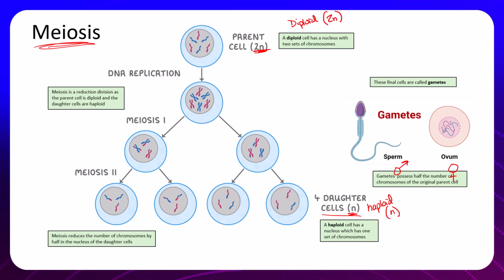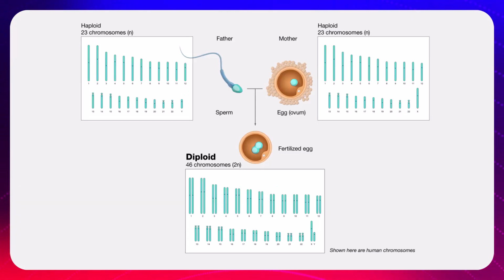Gametes possess half the number of chromosomes of the original parent cell. Okay, I keep harping on this, but gametes have to have half the number of chromosomes so that when they combine, it produces a diploid cell, or that zygote, that has the correct number of chromosomes to make a viable somatic cell going forward. So when we look at how haploid gametes come together, the father, remember, is male.